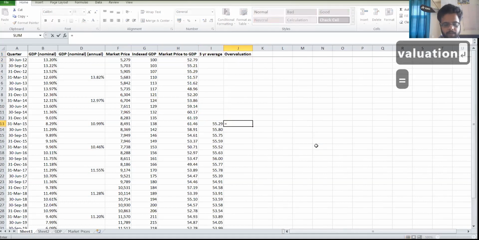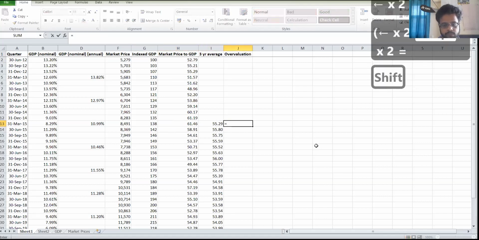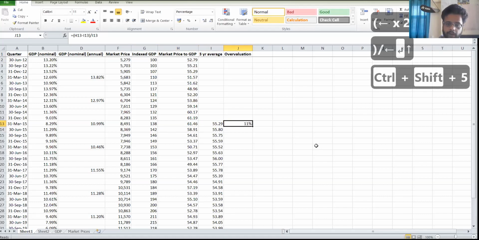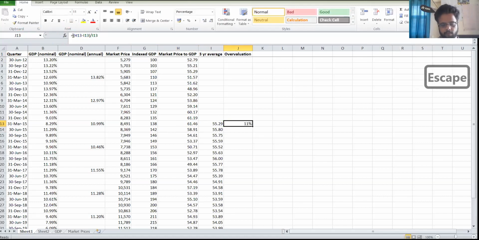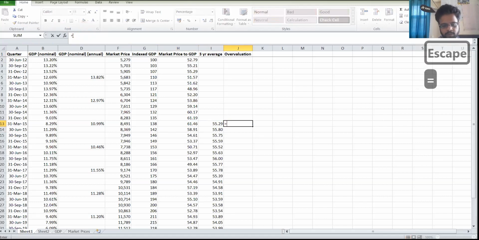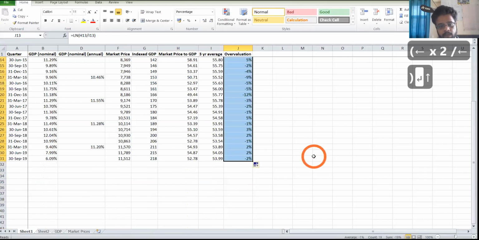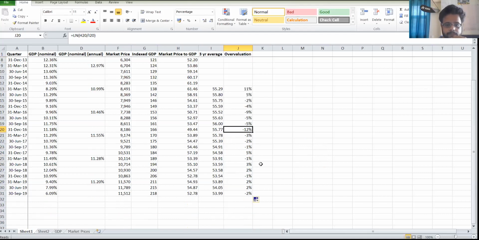Now, overvaluation can be computed as the difference between these two divided by my reference point. So I can say that the market is 11% overvalued, but to be honest, I really do not prefer this formula. I prefer an exponential overvaluation function, that is the natural logarithm of this. So that gives me 11% as well. And we have the overvaluation, right?